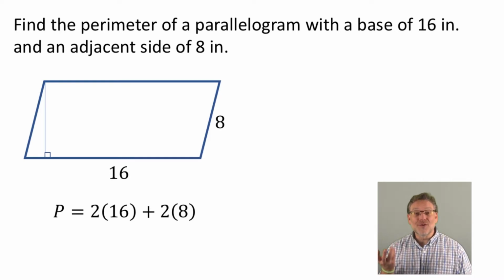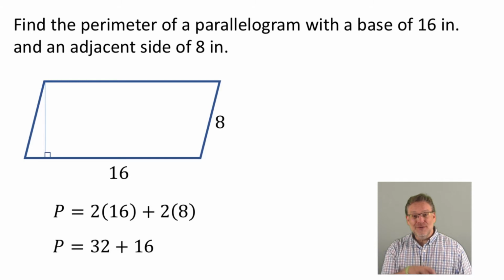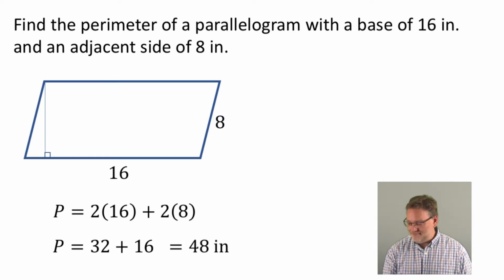Order of operations once again. 2 times 16, 32. 2 times 8, 16. We do each one of those individually. This is actually an onion with 2 centers, isn't it? We do one, and we can also do the other. Now we do the addition. 32 plus 16 is 48 inches. That's the perimeter of this parallelogram.